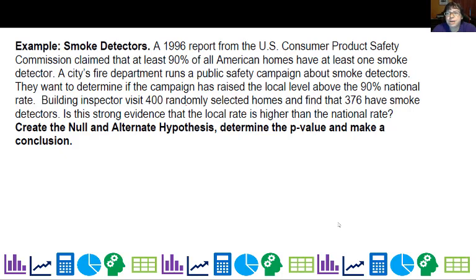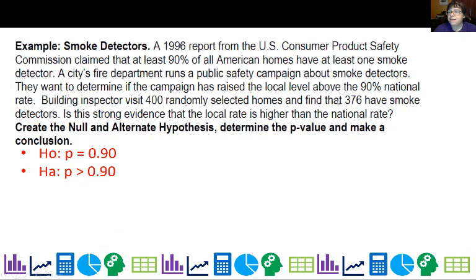So we're going to go ahead and create a null and alternate hypothesis and determine the p-value and make a conclusion. So what are we assuming? We're going to assume this 90% that's up here. So p naught is 0.90. What are they trying to do? They're trying to raise the proportion above that 0.90. So that's our alternate. We're hoping that the data is going to change our mind from 90% of people have smoke detectors to more than 90% have smoke detectors.